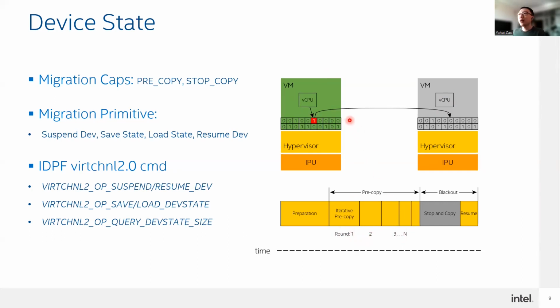When we think we have copied enough data and we can schedule the VM from the left to the right, we just stop everything and do the last copy, which is the stop and copy stage. That is what a typical pre-copy lifecycle looks like.